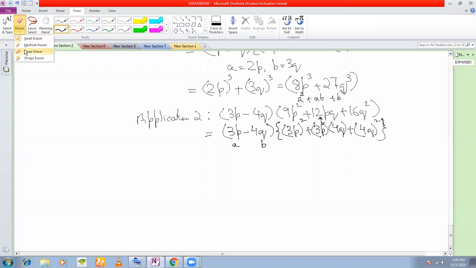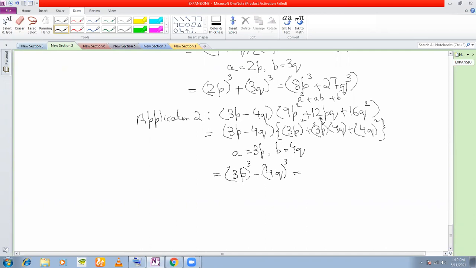That means now this is of what form? A cube minus b cube. So if I take a as 3p and b as 4q, this becomes a cube minus b cube, which you can write as 27p cube minus 4 cube is 64q cube. That's it. Okay, I'll stop here for today.